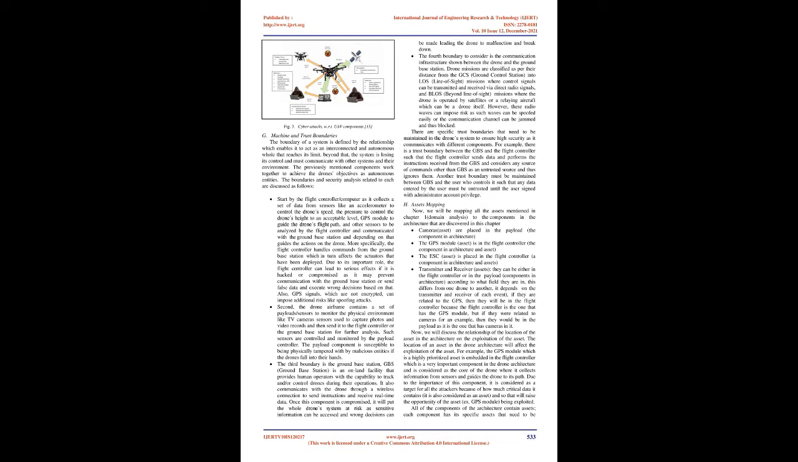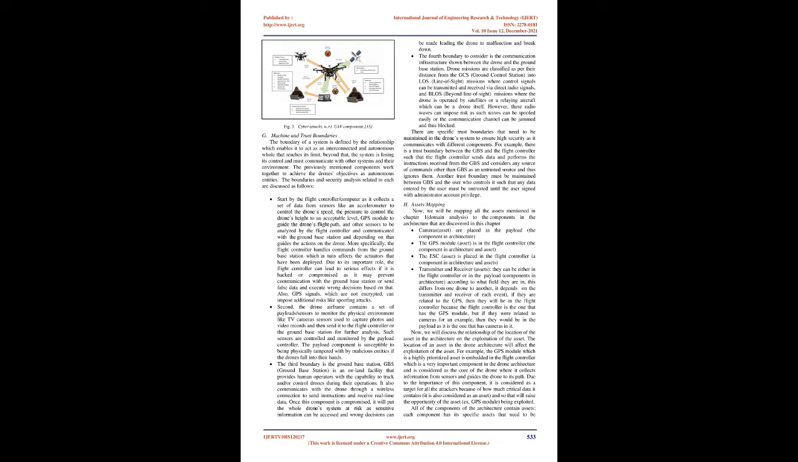Start with the flight controller/computer, as it collects a set of data from sensors like an accelerometer to control the drone's speed, the pressure to control the drone's height to an acceptable level, GPS module to guide the drone's flight path, and other sensors to be analyzed by the flight controller and communicated with the ground base station, and depending on that guides the actions on the drone.